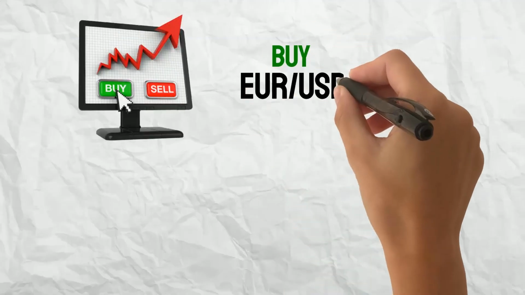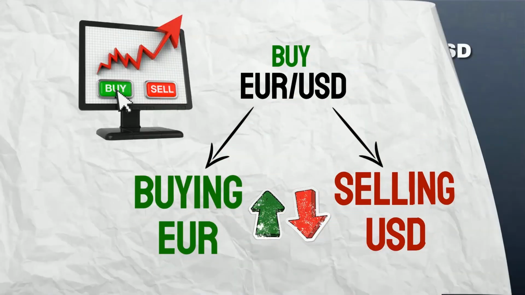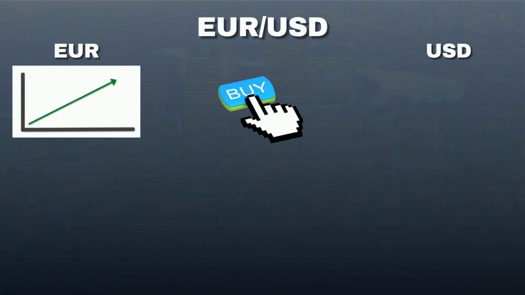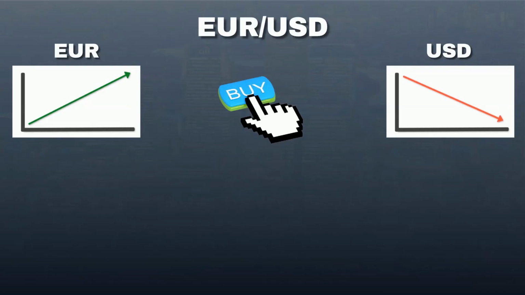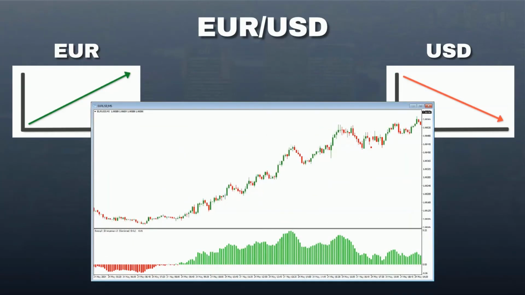In Forex, you are always buying one currency and simultaneously selling the other. So it's essential to only trade when the currency you're buying is going up and the one you're selling is going down. And a pair chart doesn't give you that information. That's why we need this indicator.